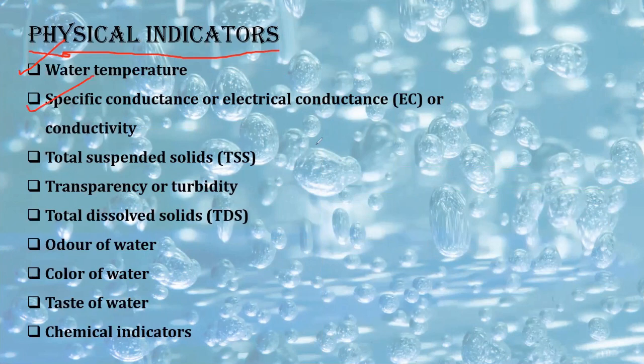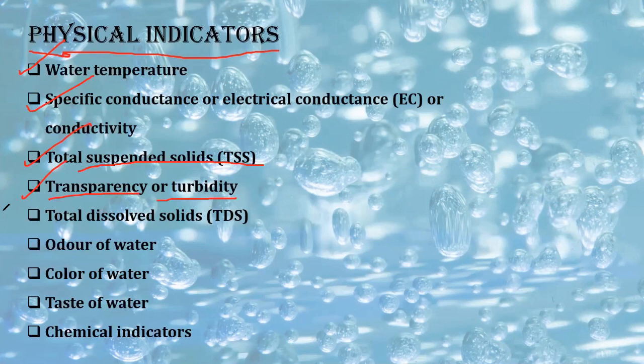Specific conductance, or electrical conductance, or conductivity, is very important. Suspended solids are very important. If a large number of suspended solids are there, then the water quality is very bad. Then transparency or turbidity: what is the turbidity of water, what is the transparency of water? There are a few chemical tests that we can do on the water to determine its turbidity and transparency.